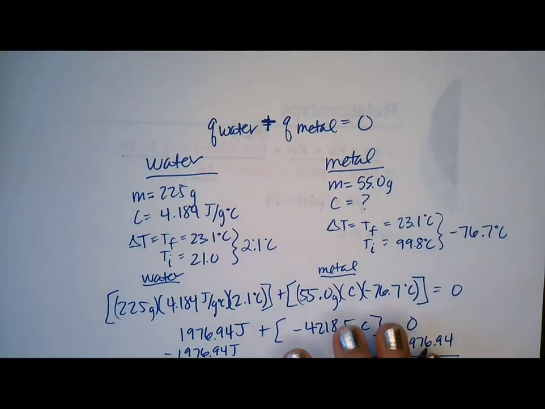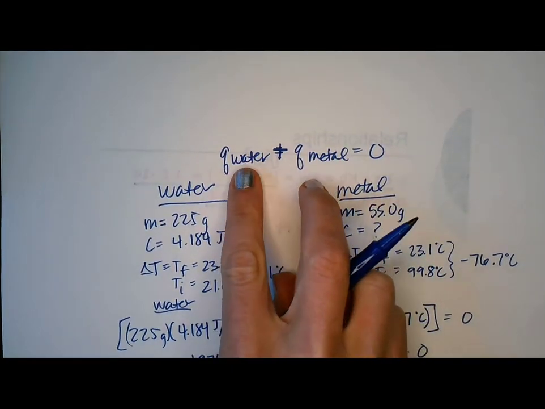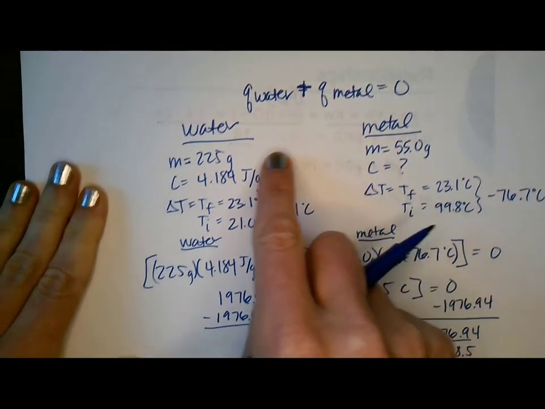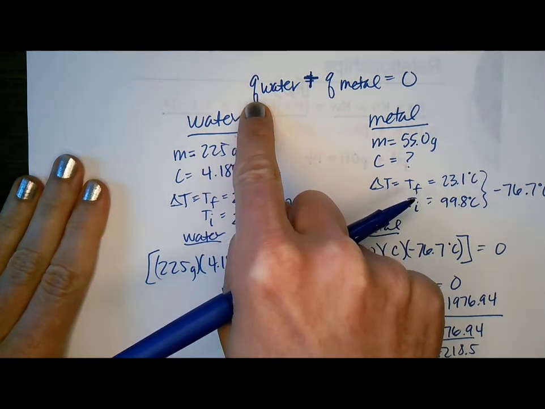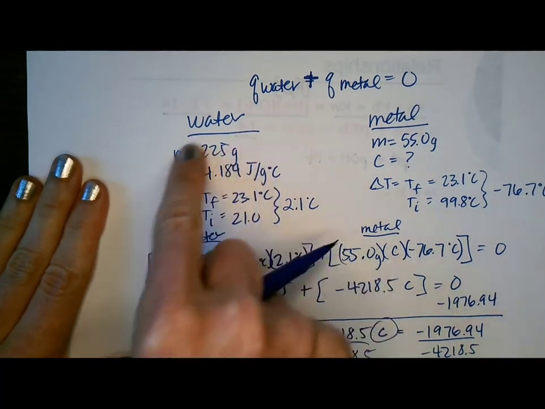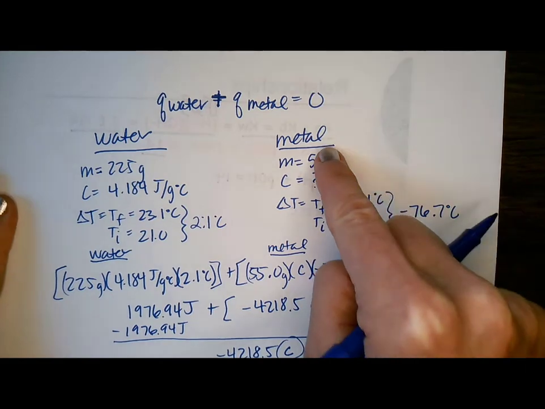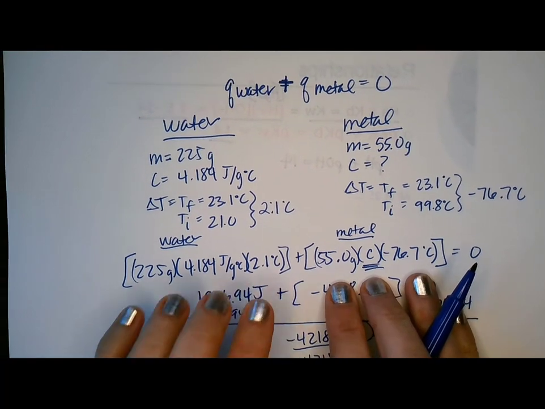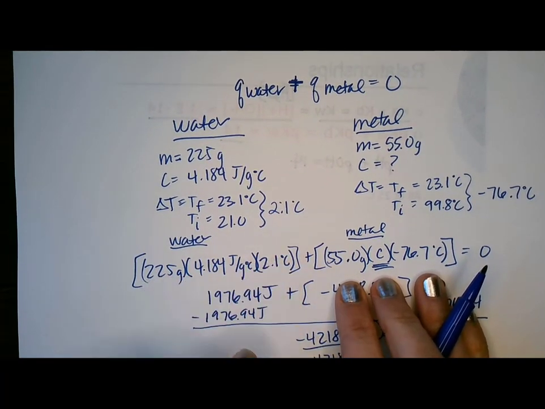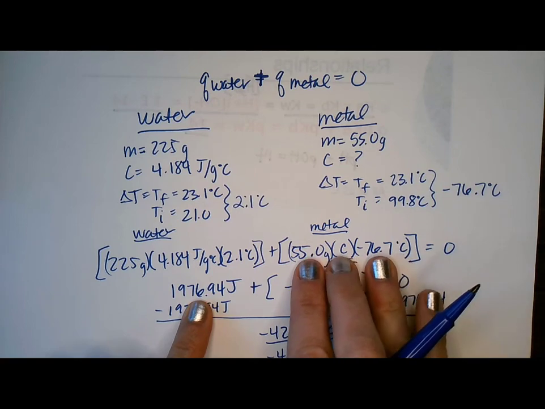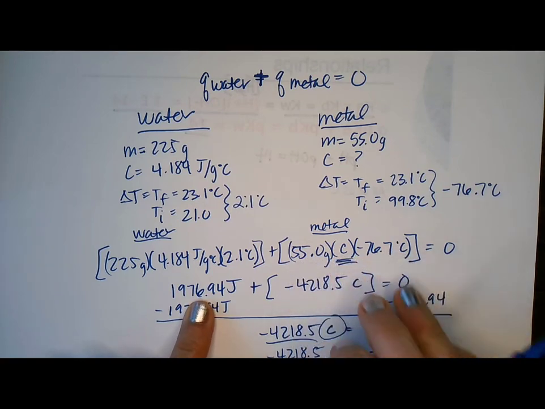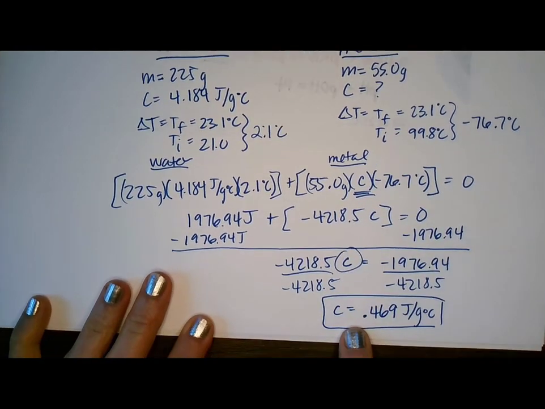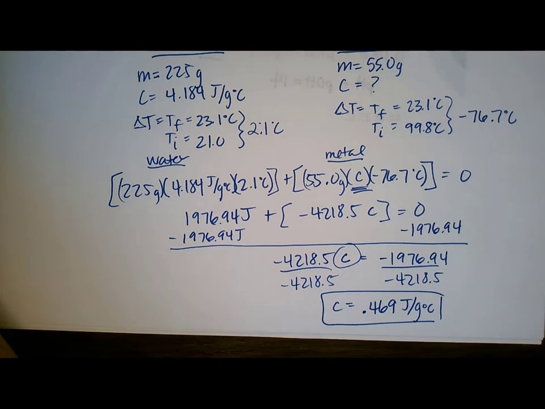So to go back and review, I know that my heat of my water plus the heat of my metal is equal to 0. So I just had to find out, the Q is M times C times delta T. I knew all of that for my water. For my metal, I knew M and I knew delta T. I had to find C. That was my only unknown. So I plugged in the heat of my water, M times C times delta T, simplified that. M times C times delta T for the metal, I simplified as much as I could, but I still had a C left over, and it's equal to 0. And then from there, we just did algebra to get our specific heat of our metal.